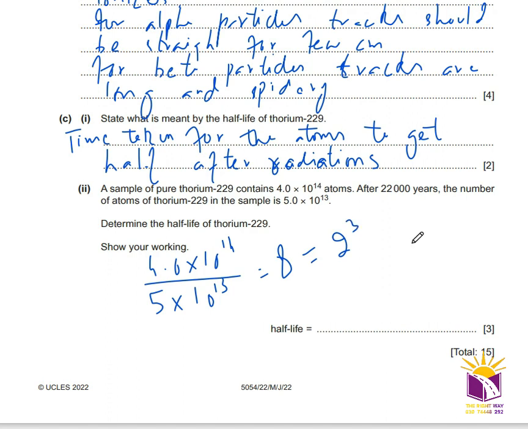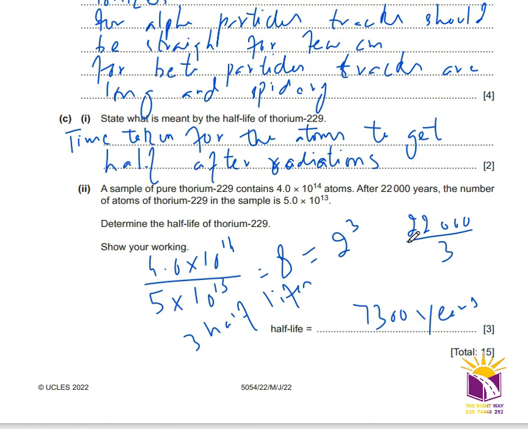So how many half-lives have gone? 3 half-lives. So 3 half-lives means that 22,000 divided by 3 will be our one half-life, and it will be equal to 7300 years. So the half-life of thorium 229 is 7300 years.